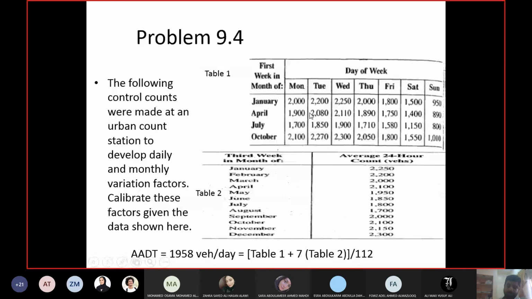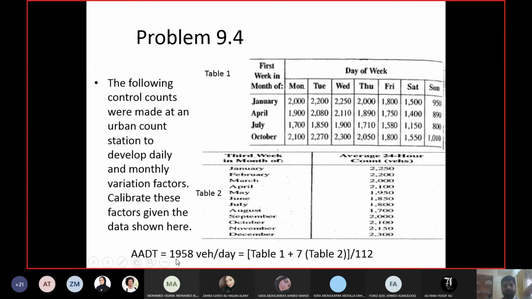So to calculate AADT, take all the values from the first table plus the values in the second table after multiplying by 7. Then you take the summation of all these values and divide by 112. So AADT will come out to be 1958 vehicles per day. Okay, so this is the AADT.